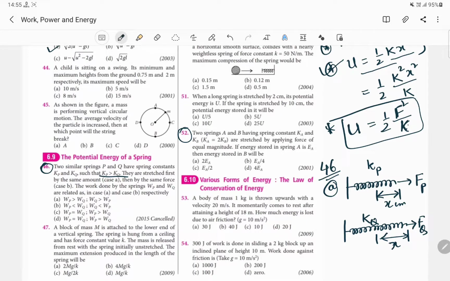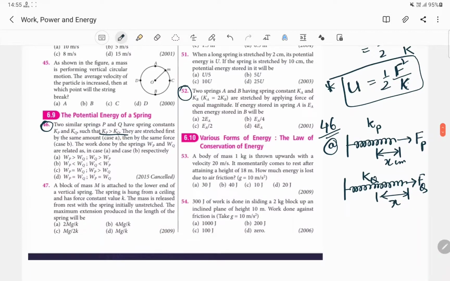Here we have two springs, spring P and spring Q, and they are elongated by the same amount x in the first case. Let us read the second statement. They are elongated by the same amount. Elongated means the amount of extension produced in spring P and spring Q are taken to be equal. Spring P is elongated by 3 centimeter. Spring Q is also elongated by 3 centimeter. But what can you say about Fp and Fq?